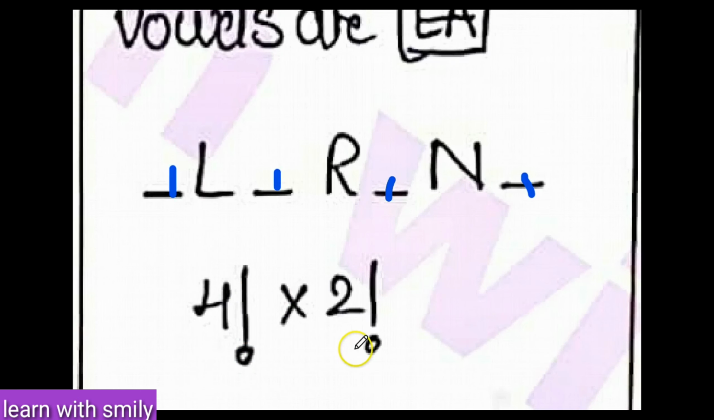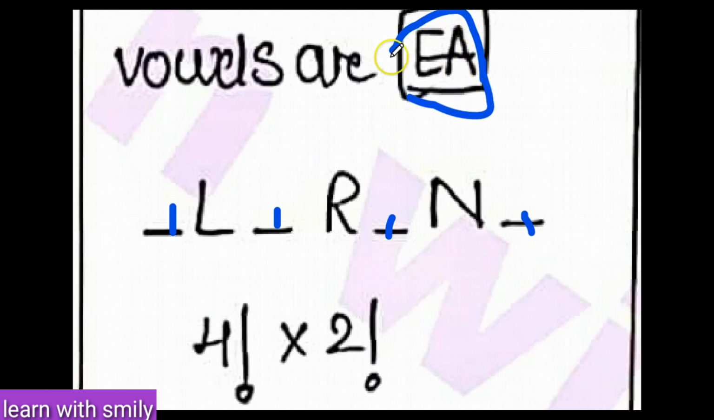Then why are we writing 2 factorial? Because here there are 4 ways where we can arrange this complete unit, but this complete unit of EA has 2 letters in it, which can be arranged either as EA or AE. So there are 2 ways. That's the reason we are writing 2 factorial. So how many ways can we arrange one particular block considering vowels is 4 ways, and within that, as there are 2 letters in it, we are writing 2 factorial for it.